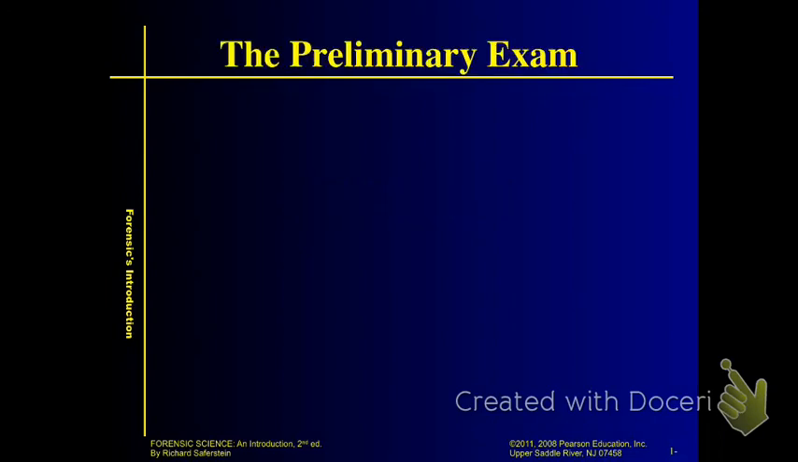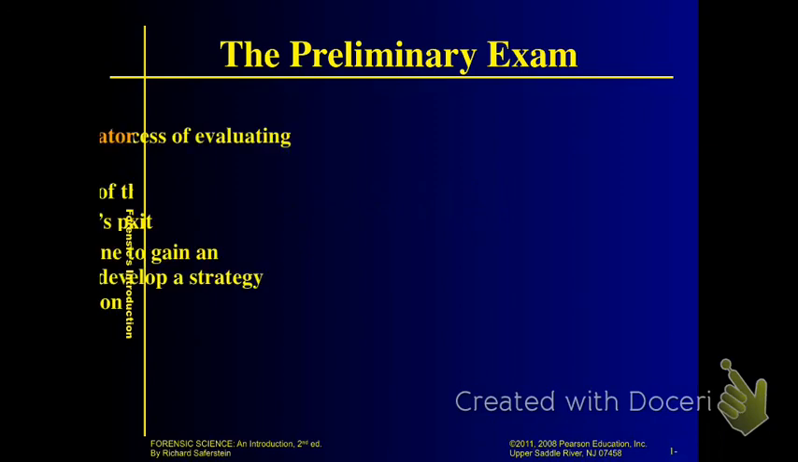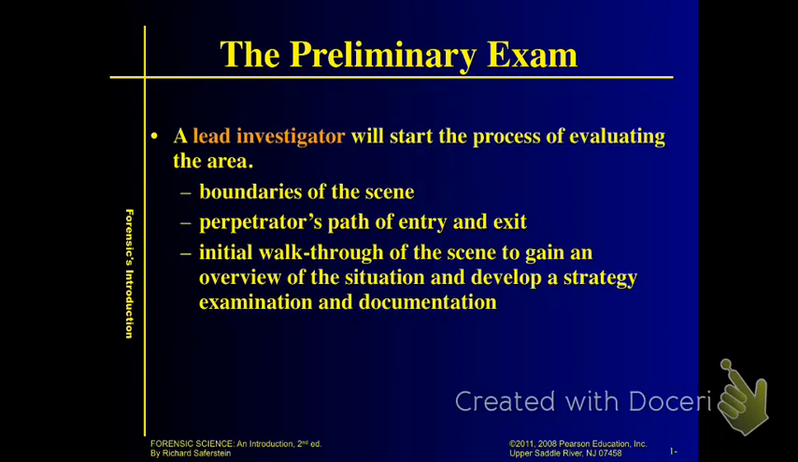So the preliminary exam of the crime scene looks a little bit like this. The lead investigator is named, and that person will start the process of taking a look at the area, figuring out the boundaries of the crime scene, the perpetrator's entry and exit paths, and then an initial walkthrough of the scene to figure out the best guess of what has happened, and then a strategy to examine and document what's going on.